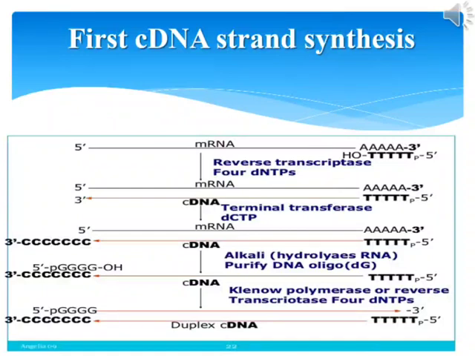After the synthesis of the complementary DNA strand, terminal transferase is used to add C nucleotides on the 3' end of the newly synthesized first strand of cDNA. Now the mRNA is removed from the mRNA-cDNA hybrid by alkaline hydrolysis or by using RNase H enzyme to give a single-stranded cDNA molecule.